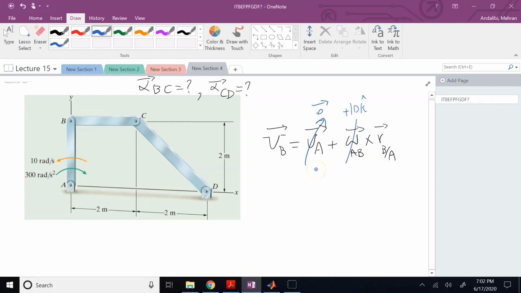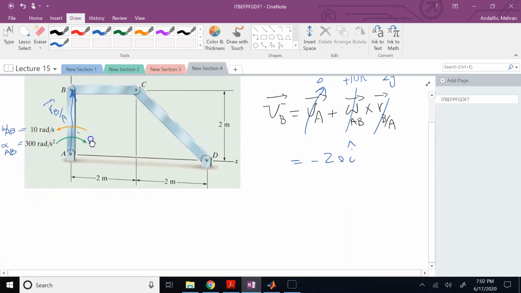And R of B with respect to A has 2 units and it's upward, so it is 2J. So when you do that, you're going to get negative 20I. And negative means B would move to the left, which with this omega, clearly it does move to the left. Okay, so this is omega AB, right? And this is alpha AB. So I found V of B.